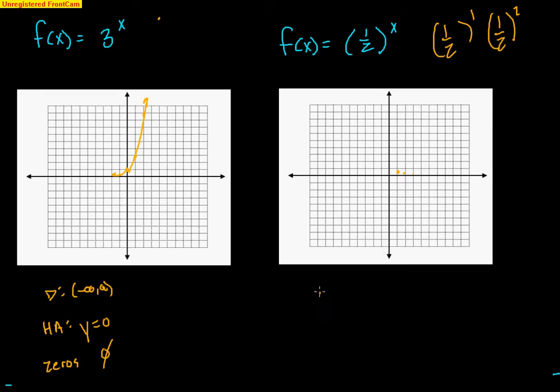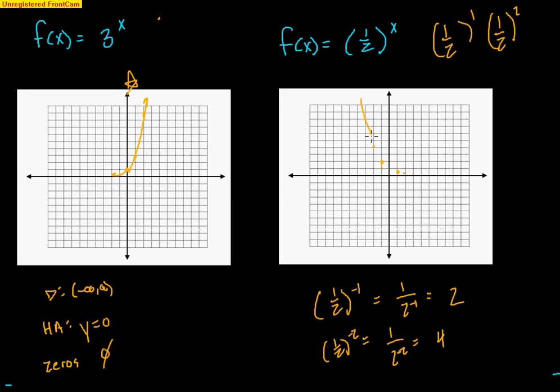However, when I go to the negative side, watch this, 1/2 to the negative 1, that flips me over. That's 1/2 to the negative 1, which is positive 2. So on the left-hand side, instead of going down like I was over here, now I'm going up. So when I plug in negative 1, I get positive 2 right here. When I plug in negative 2, I get 1/2 to the negative 2, which is 4, right? Because the negative 2 brings me to the top. So that moves me over here.